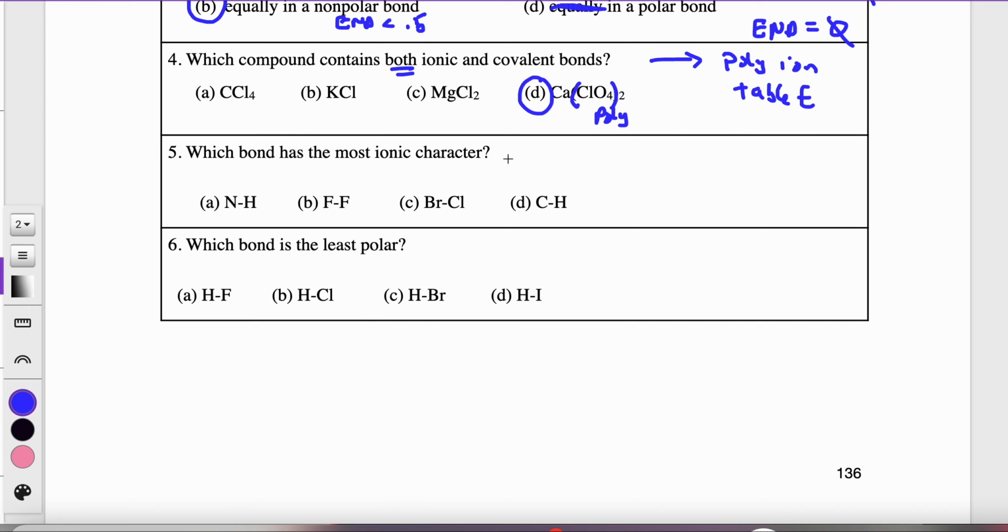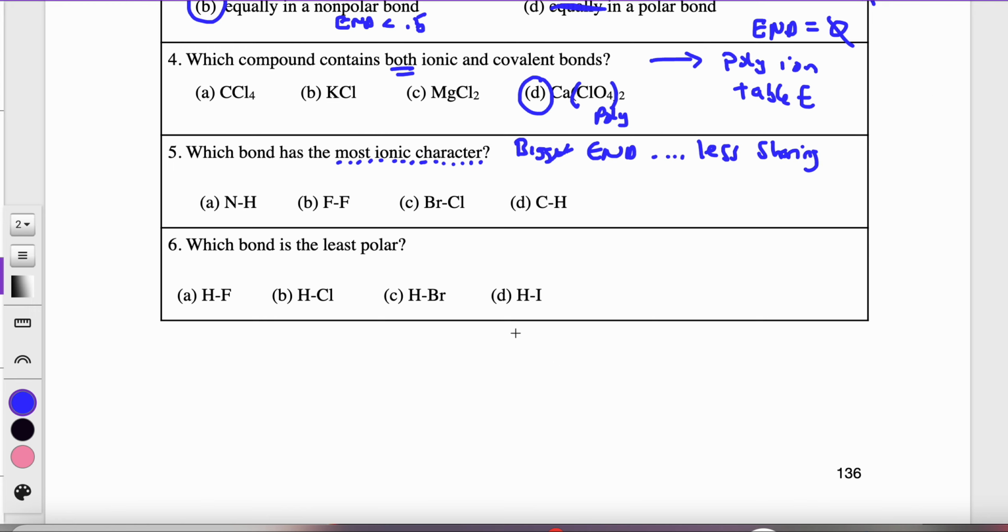Now, number five, this is really important. It says which bond has the most ionic character. Now, it says character, so it doesn't mean that it's an ionic bond, but it has a greater character like it. So when you see most ionic character, that means you want the one with the biggest END. The larger the END, the less sharing.